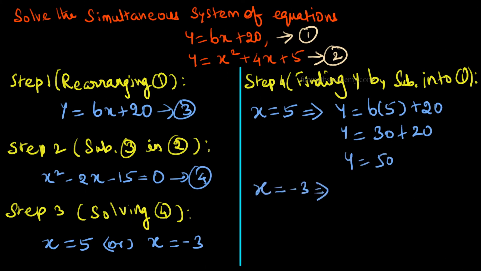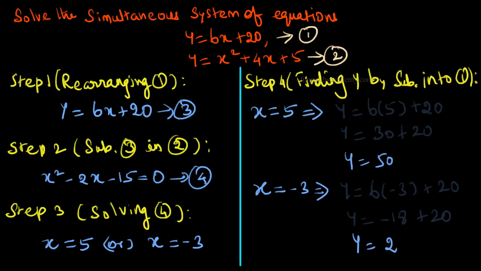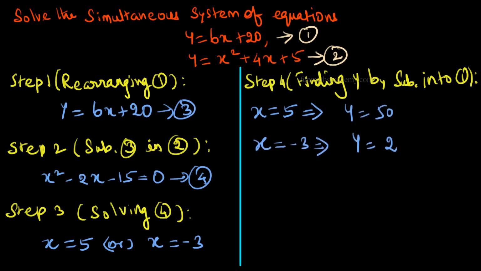When we substitute x is equal to minus 3 in y is equal to 6x plus 20, we get y is equal to 6 into minus 3 plus 20. We then get 6 into minus 3 is equal to minus 18 and so y will be equal to minus 18 plus 20, which is equal to 2. So now we get the intersection points to be (5, 50) and (minus 3, 2).